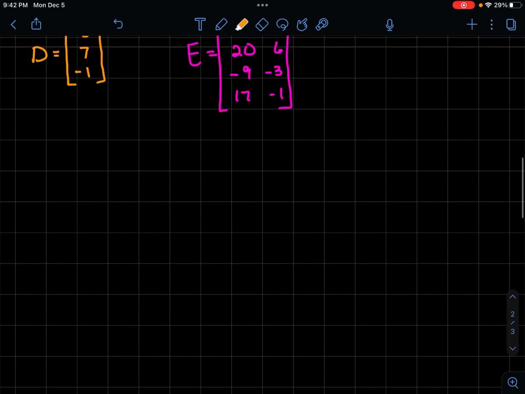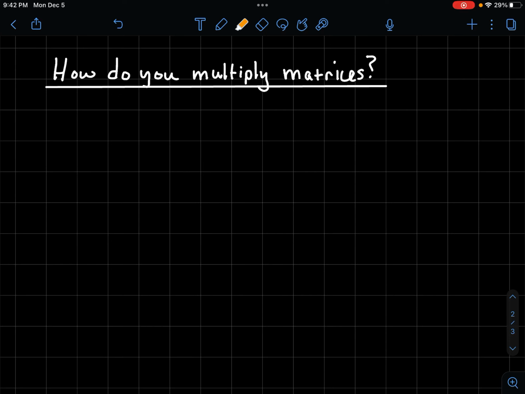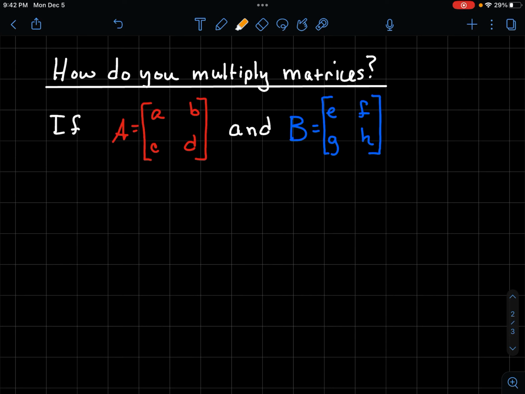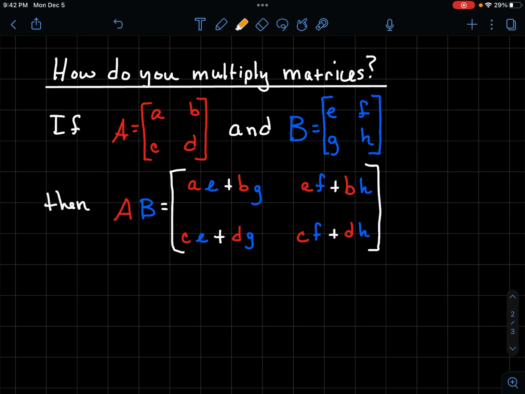Let's go in and define how to find a product of matrices. So how do we multiply matrices? If you have one matrix A and a second matrix B, then the product of A times B is equal to the following matrix. Another way that you can think of this is, if I take the top row of matrix A and multiply it by the left column of matrix B, you will have a new number that goes in the top left of your matrix. If you take the top row and multiply it by the right column, then you'll have a new number in the top right-hand corner of your new matrix.